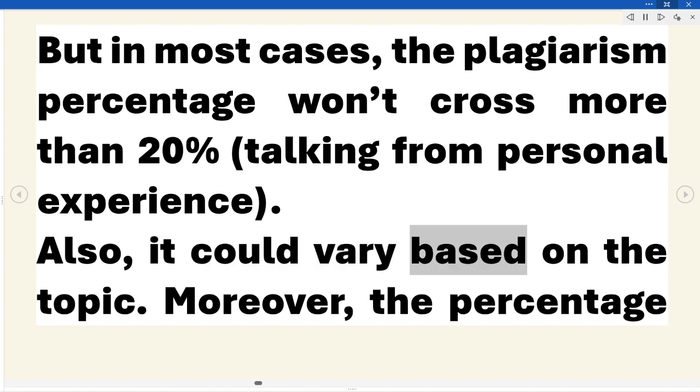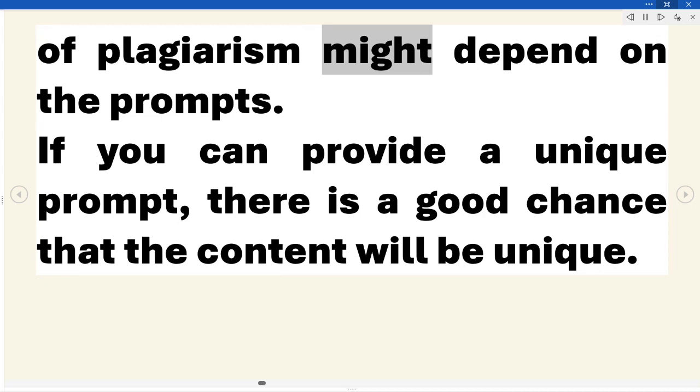Also, it could vary based on the topic. Moreover, the percentage of plagiarism might depend on the prompts. If you can provide a unique prompt, there is a good chance that the content will be unique.